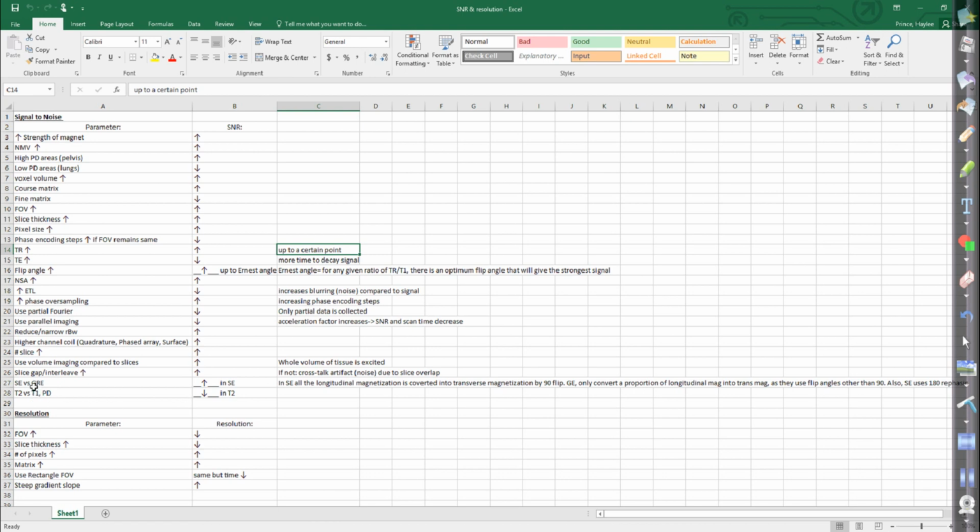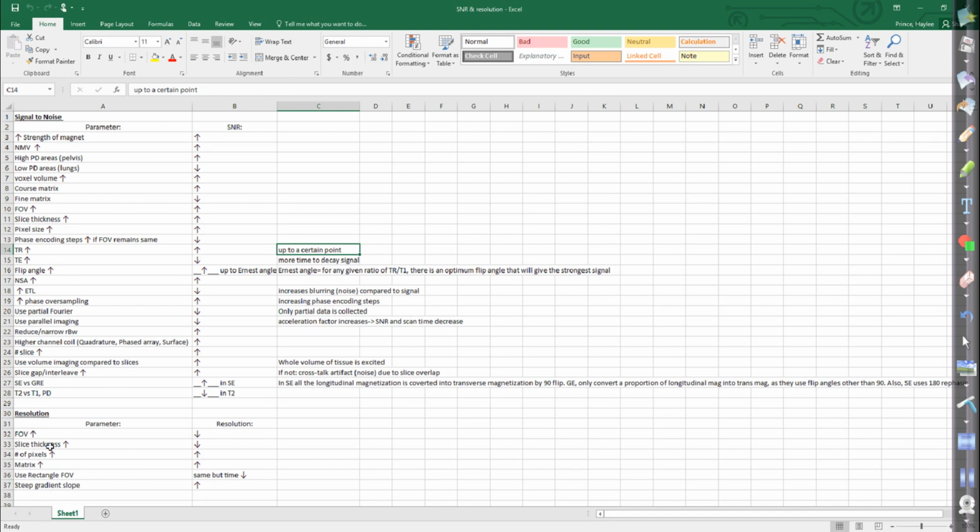These last two we talked about extensively. Spin echo is always going to have more signal than gradient echo due to that 180-degree refocusing pulse. T2 versus T1 and PD is going to have less signal because that signal has decayed a lot longer. Our TEs on a T2 pulse sequence are typically longer than your T1 and your proton density.